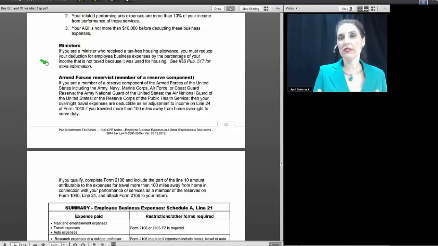If a minister receives a housing allowance, for example, of $10,000 a year, and their regular wage is $40,000 a year, then the amount the church is giving them is $50,000 a year, except that $10,000 of the $50,000 is not subjected to tax. So they'll have a W-2 showing $40,000 of wage, but they'll have $50,000 of income. And in that situation, 20% of the income is not being taxed, and so the IRS would say you'd only be allowed to deduct 80% of the expenses associated with the taxable income.